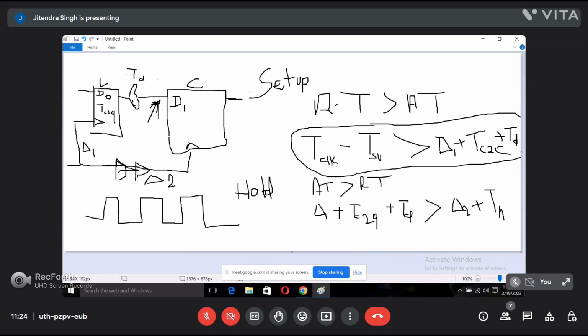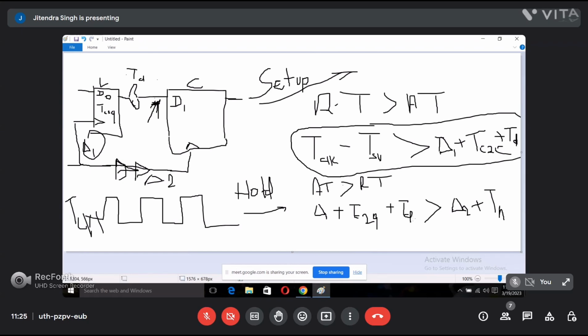Don't hesitate, man. It's not a company interview. Be comfortable. I wrote that there is a clock period. So I wrote that the clock period minus the setup time is greater than the delta one clock path delay plus clock to Q delay plus the combinational delay. If this condition is true, then there is no setup violation in that circuit. Okay.